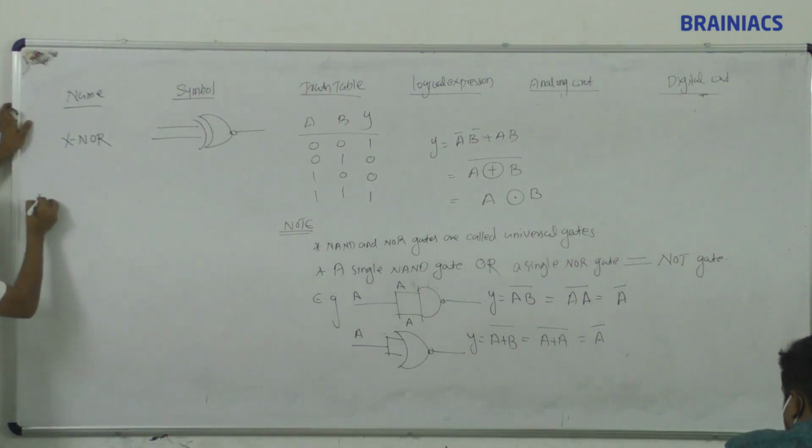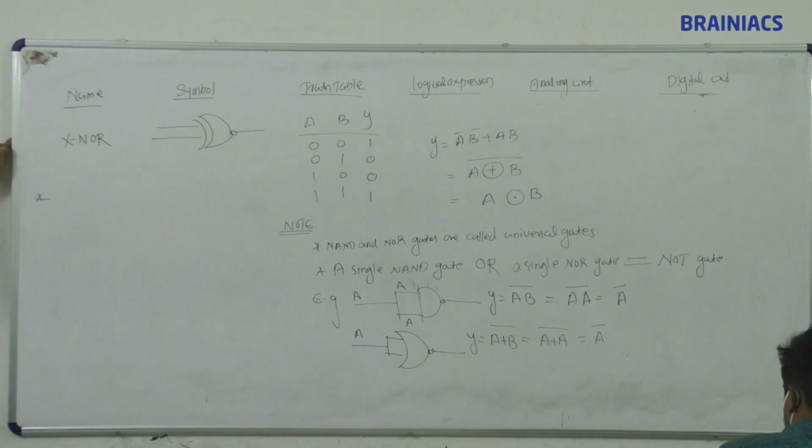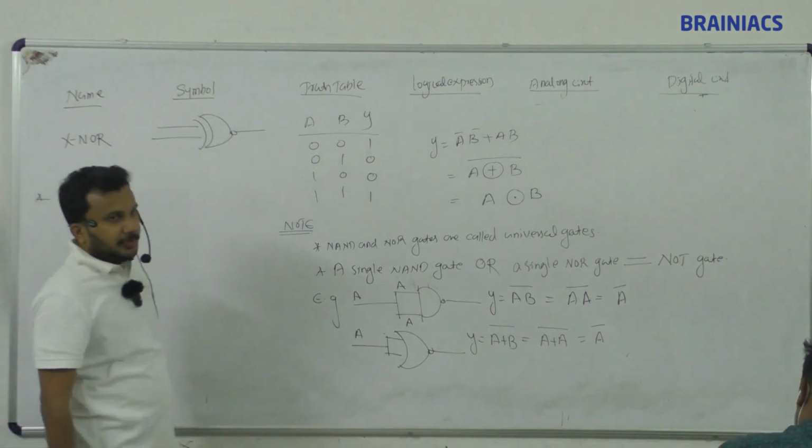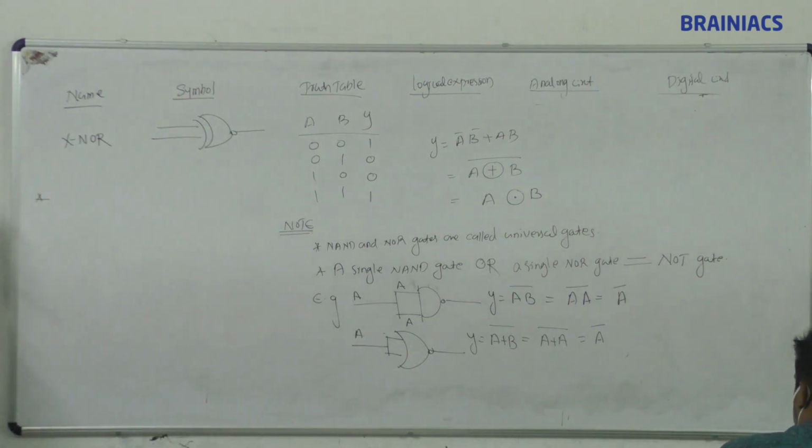Then the continuation of this one. A single NAND gate or NOR gate is equal to a NOT gate.